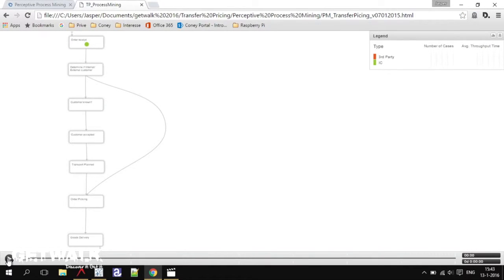To make it more clear, we have edited the picture and started the animation. As you can see, it now includes both red and green bullets. Red bullets are orders concerning third-party sales, and green bullets are orders concerning intercompany sales. If we look at the green bullets, we can see that certain steps are skipped.